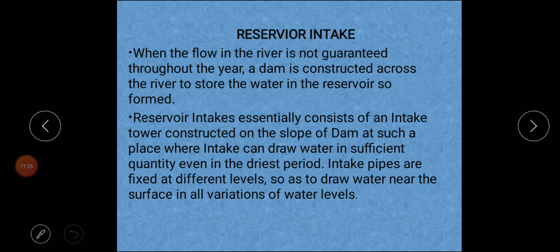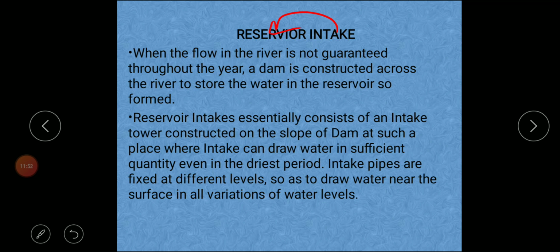Then go for reservoir intake. When the flow in the river is not guaranteed throughout the year, so if water is not available in the river throughout the year, a dam is constructed across the river to store the water in the reservoir so formed. We can easily call it a reservoir. The intakes constructed at the bank of the reservoir are called reservoir intakes.